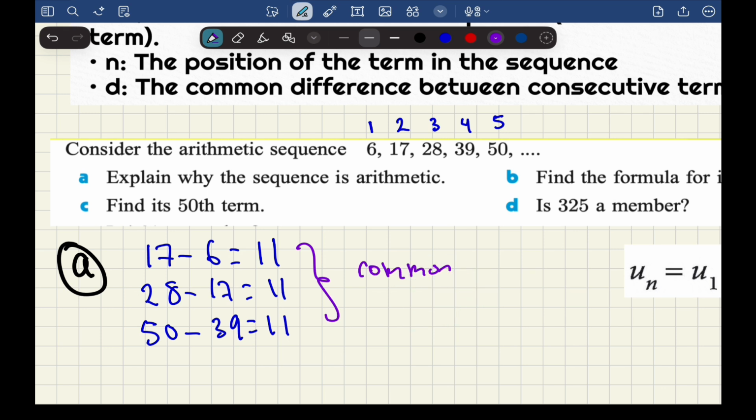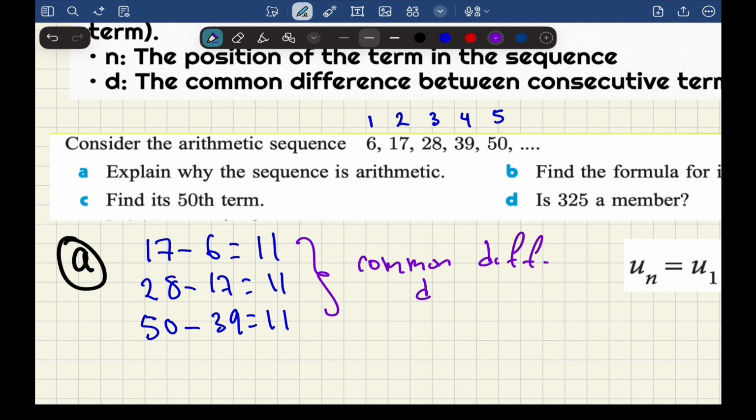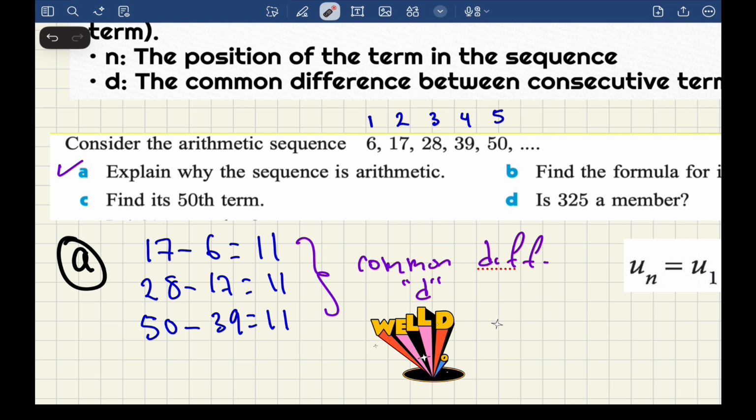Common difference. This is our d in the formula. So why is this an arithmetic sequence? Because it has a common difference, and the common difference is 11. That's it. So that is for part A, because it has a common difference. So you should show the subtractions.